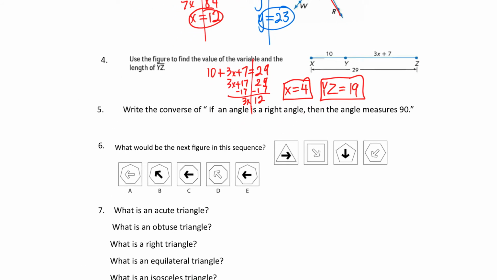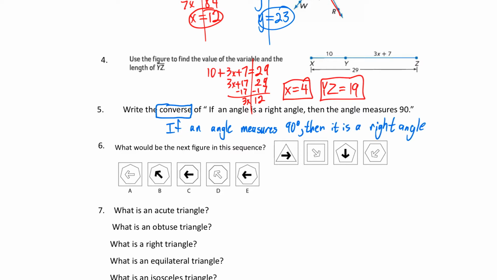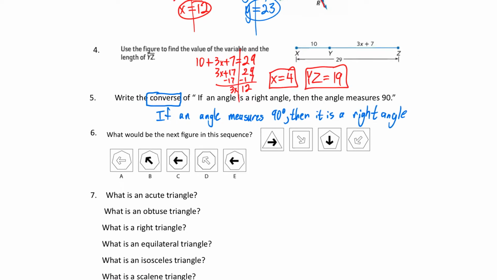All right, next, converse. What do we do with the converse? You switch them, right? Inverse is not, contrapositive is both. So on this, we just switch. So what's it going to say if I do the converse? Okay, good. If an angle measures 90 degrees, then it is a right angle.